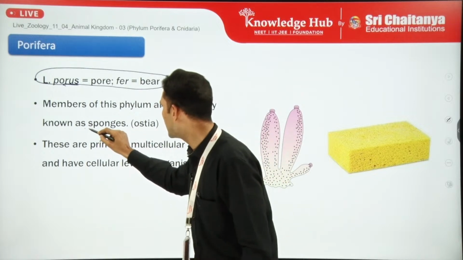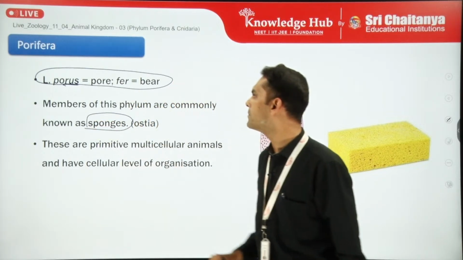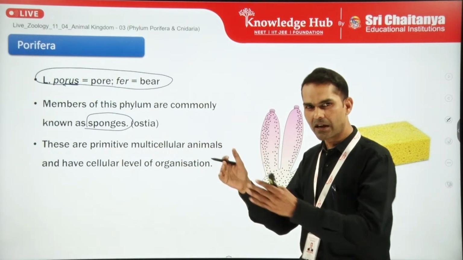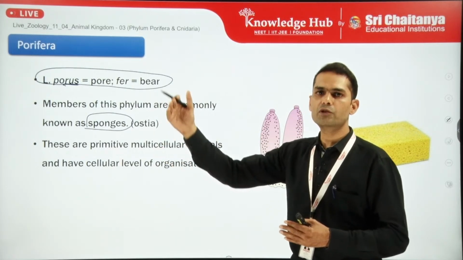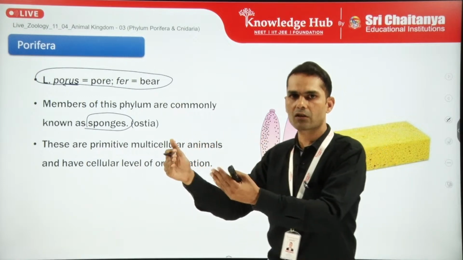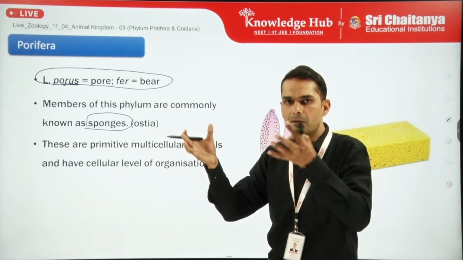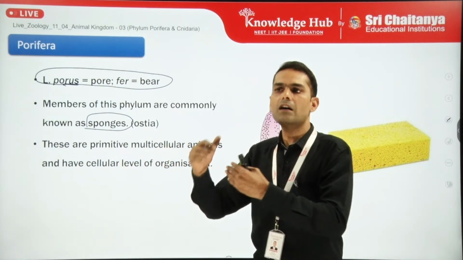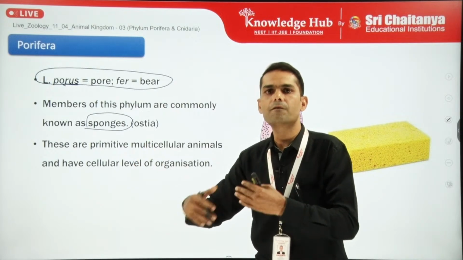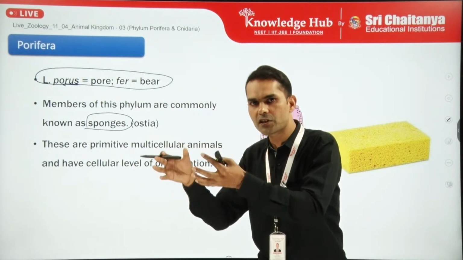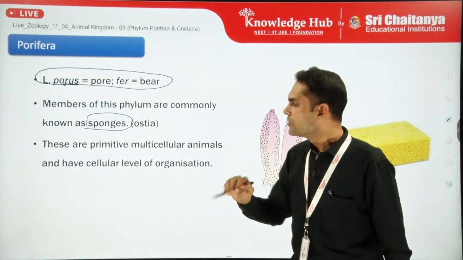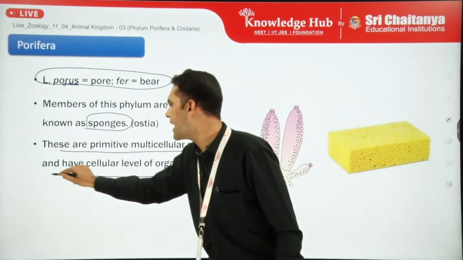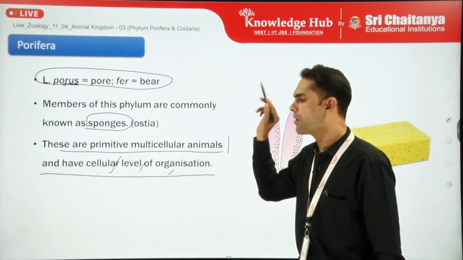Here we can see that they are also known as sponges. So members of this phylum are commonly known as sponges. Now, as we have talked about, during the course of evolution these come first after the Proterospongia, when the multicellular life form was evolving. So the first multicellular life form which comes into existence after the Proterospongia was the Porifera. So these are the most primitive multicellular animals and have cellular level of organization.